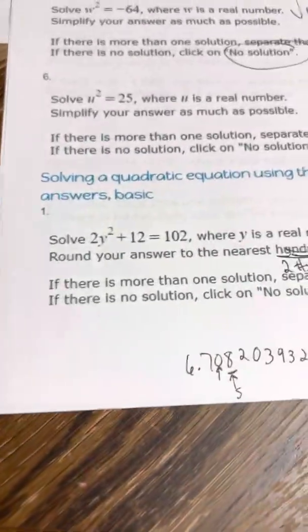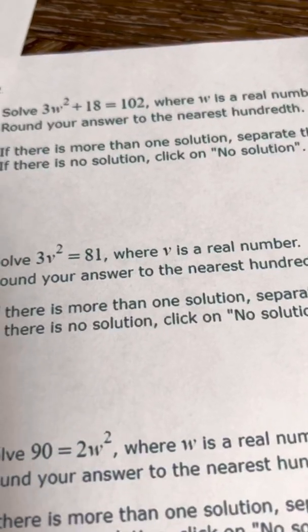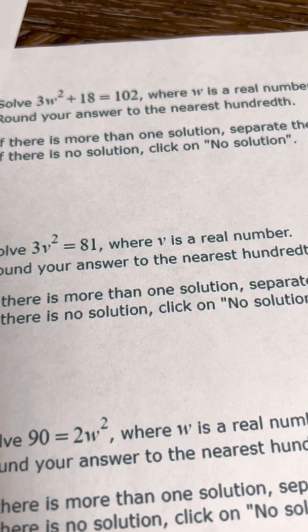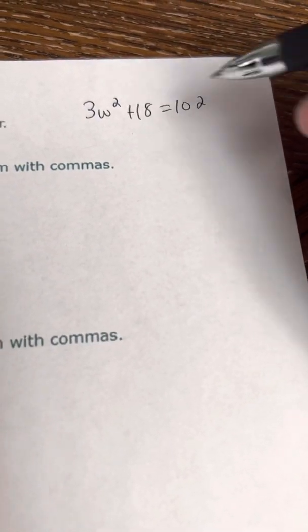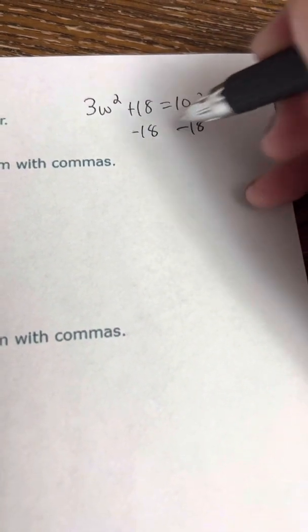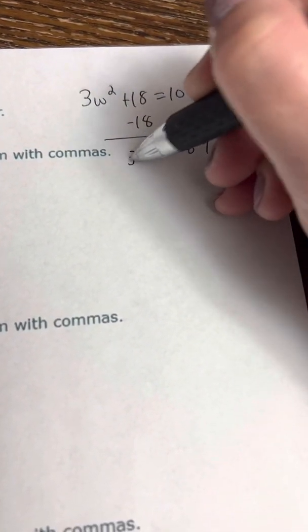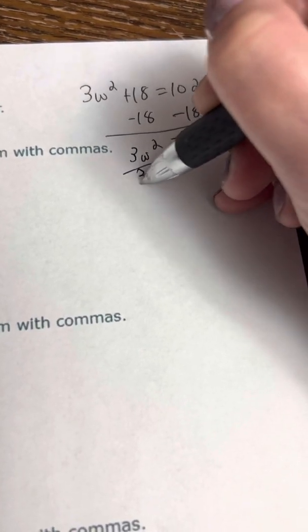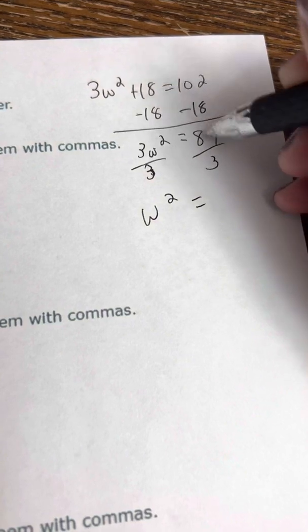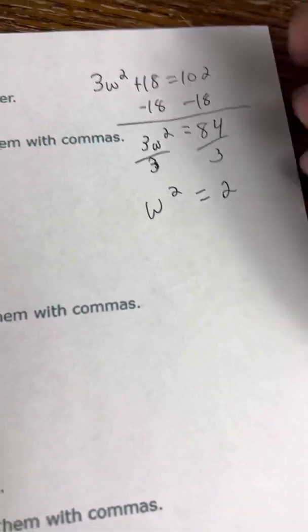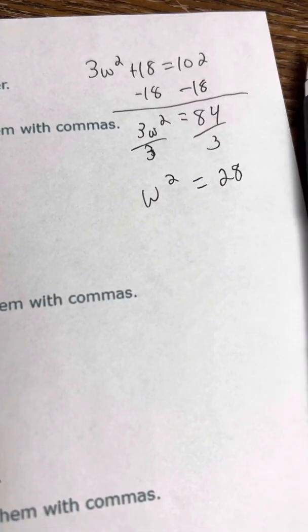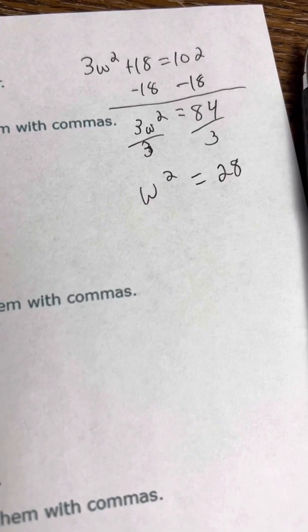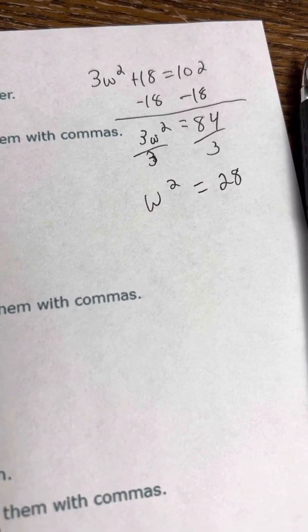And this is page 11. I'm going to do a little bit on page 12. This is the same process here. So I'm going to solve to get w squared alone. I subtract 18. I get 84 equals 3w squared. Divide by 3. Get w squared equals 28. I'm going to double check that. 84 divided by 3, 28, yes.